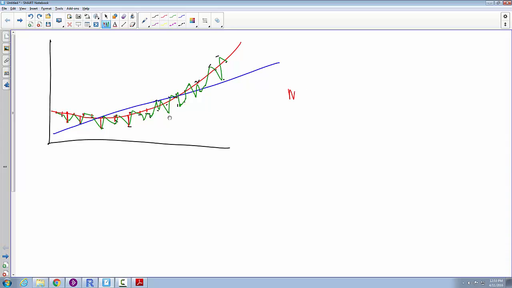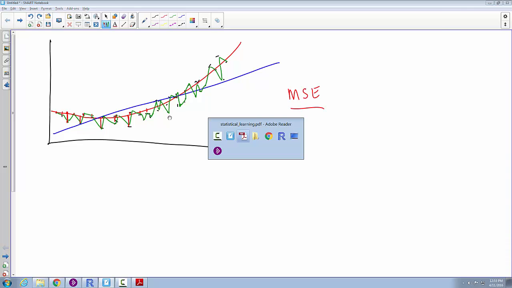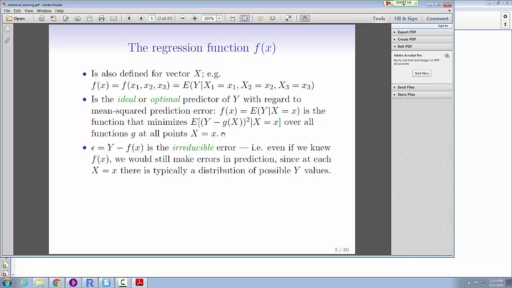So mean squared error is what we were talking about in this slide here. The expected value, the mean of observed minus, they're saying g of x, we'll call it f hat of x, squared. So the expected squared difference between truth and prediction. So the ideal predictive model would be the one that minimizes this.